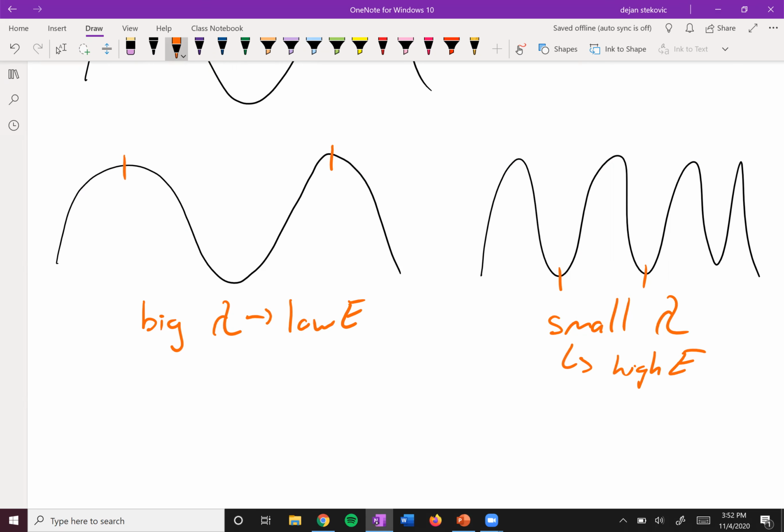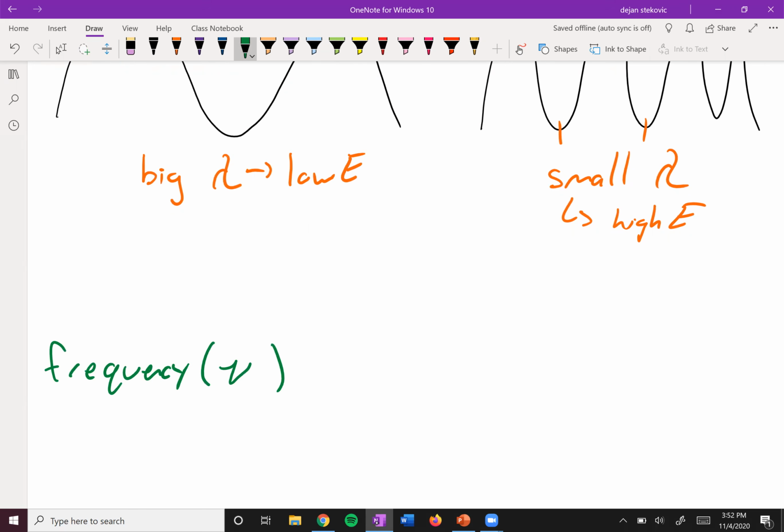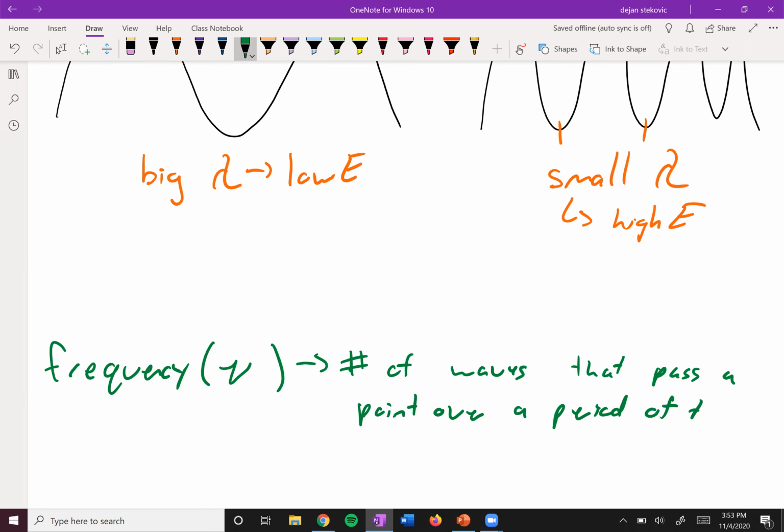So one way we can describe the property of light is to talk about its wavelength. Another way to describe light that's often talked about is the frequency, which gets this kind of Roman V symbol. Frequency is just kind of the inverse of wavelength. Frequency is the number of waves that pass a point over a period of time. So if the wavelength is really small, you're going to have a bunch of waves pass a point in a small amount of time. If the wavelength is really long, you're going to have fewer waves pass over.